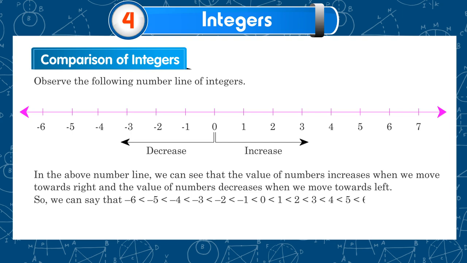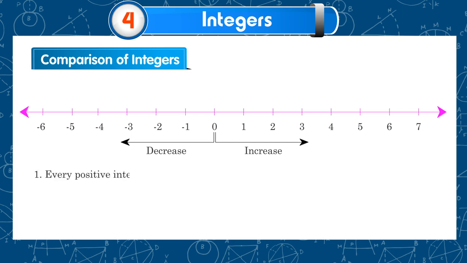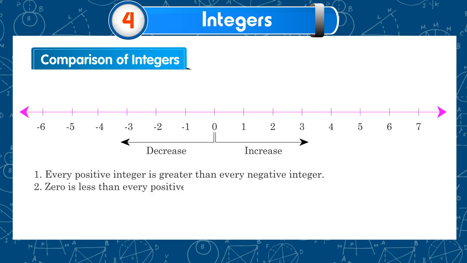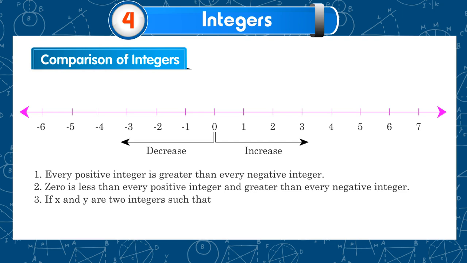In general, we get the following results. Every positive integer is greater than every negative integer. 0 is less than every positive integer and greater than every negative integer. If x and y are two integers such that x is greater than y, then minus x is less than minus y. If x is less than y, then minus x is greater than minus y.